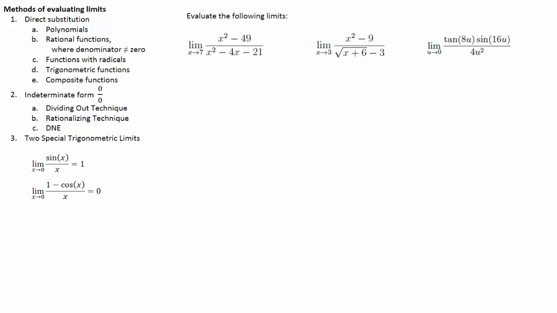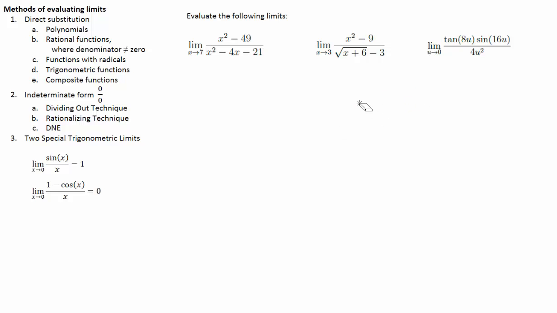Now let's try the limit as x approaches 3 of x squared minus 9 all over the square root of x plus 6 minus 3. So if we applied substitution, we would get 3 squared is 9 minus 9, and on the bottom we get the square root of 3 plus 6, square root of 9 is 3, and we would get the indeterminate form 0 over 0. So remember, that means the limit may exist or may not. It's indeterminate. So we need to apply either algebra or trigonometry to simplify this.